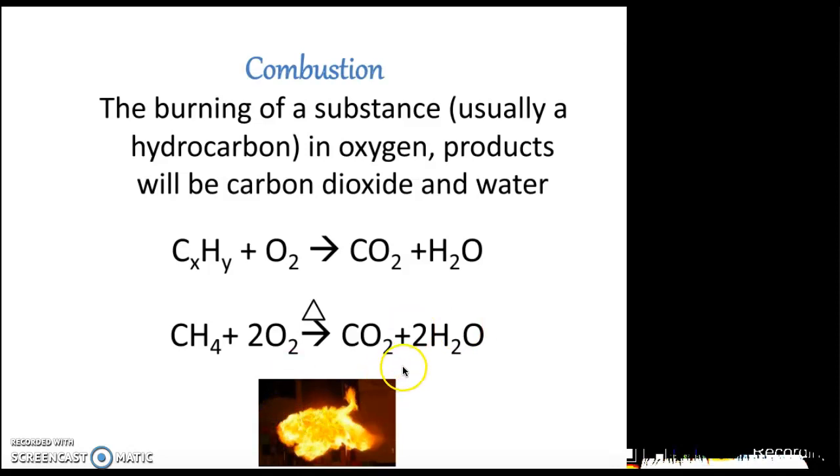And you can see a little picture of that. Okay, and that's it for the types, or for the general types of reactions.